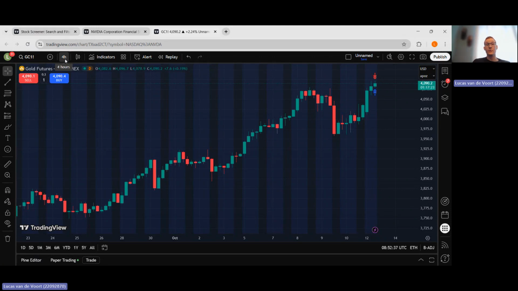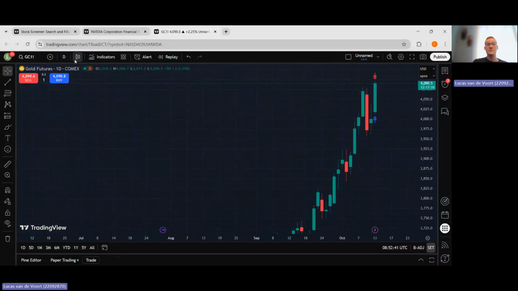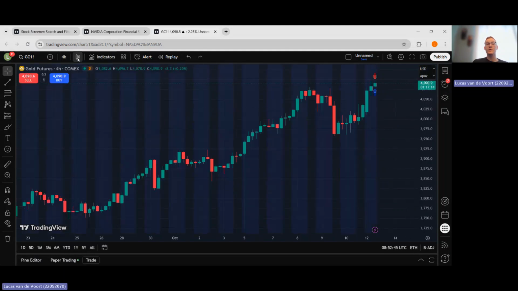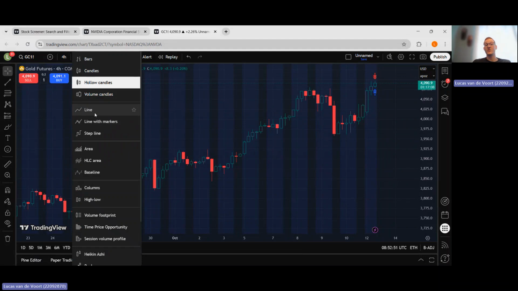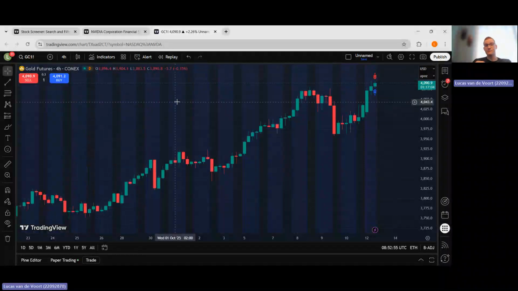So in this case, one candle is 4 hours, but you can also change that into a day and back into 4 hours. Right here, you can determine what kind of candles you want to see. Do you want to see hollow candles, or do you just want to see a line? And change it back to candles again. So these are all things you can do. You can draw on the chart, for example.